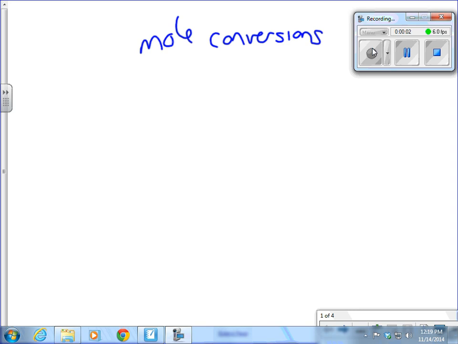Okay, first thing we need to start with is mole conversions. You need to be comfortable going from moles to grams, grams to moles, moles to how many atoms or molecules, how many atoms or molecules to moles, as well as moles to liters and liters to moles. Okay, how do you set those up?